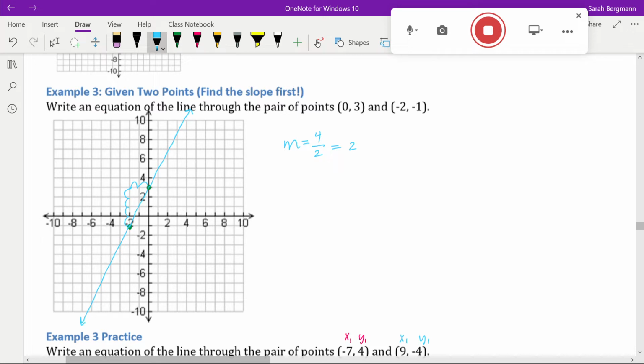Now, I luckily was actually given the y-intercept on this one because I was given the point 0, 3. Sometimes you might be able to find the y-intercept, but if the y-intercept is not an integer, then you can use point-slope form knowing one of these points and the slope. I'm going to use slope-intercept form since I know the intercept. So I'm going to use y equals mx plus b. I know that m is 2 and b is 3. So I have y equals 2x plus 3. Try the practice problem below on your own.